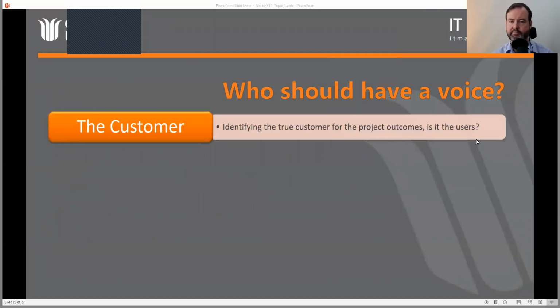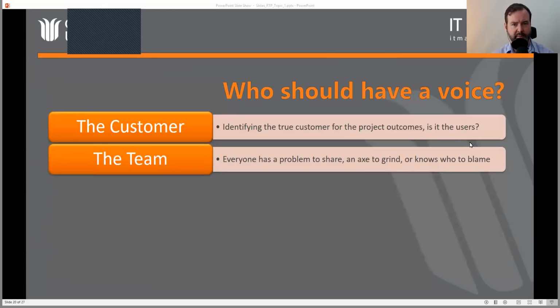Who gets a voice? Everybody. We've mentioned these roles before. So when you're talking about the customer, who is the customer? And occasionally the customer and the users kind of line up a little bit. So the customer, is it the business? Is it another organization? Is it another department? Is it a team? What about the team that's building it?